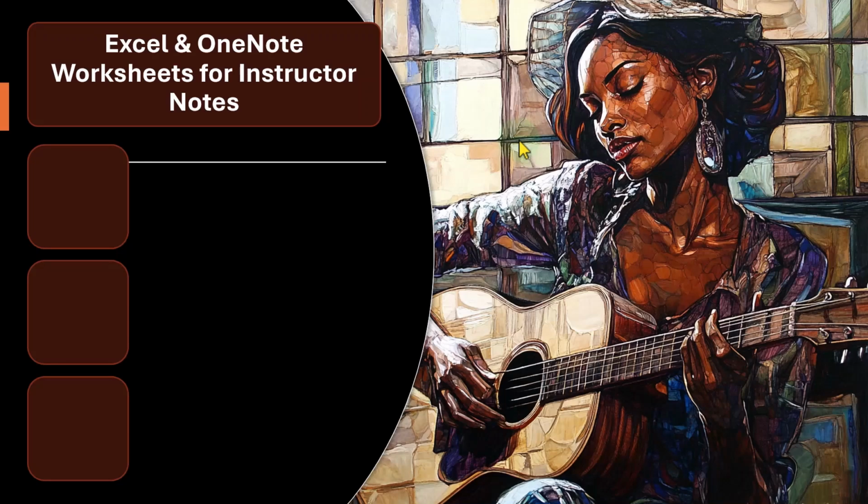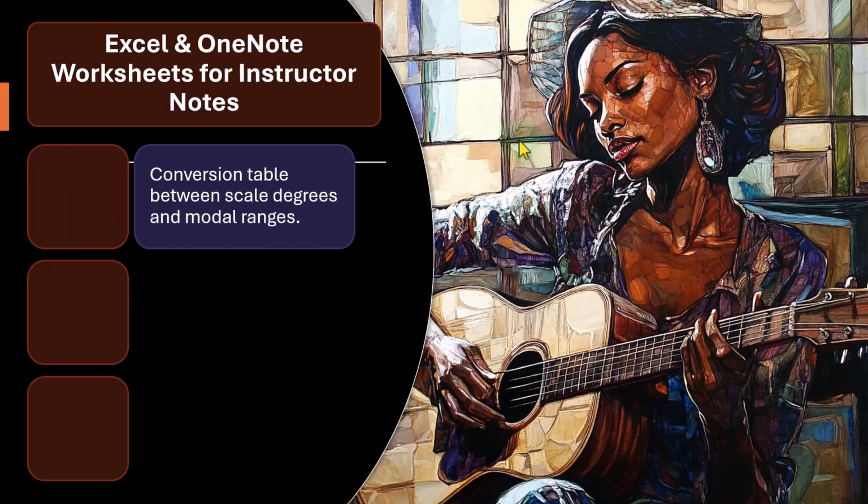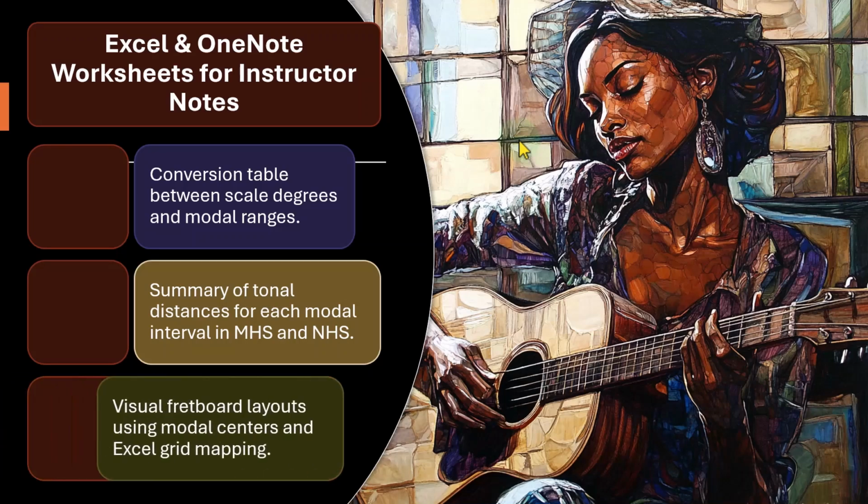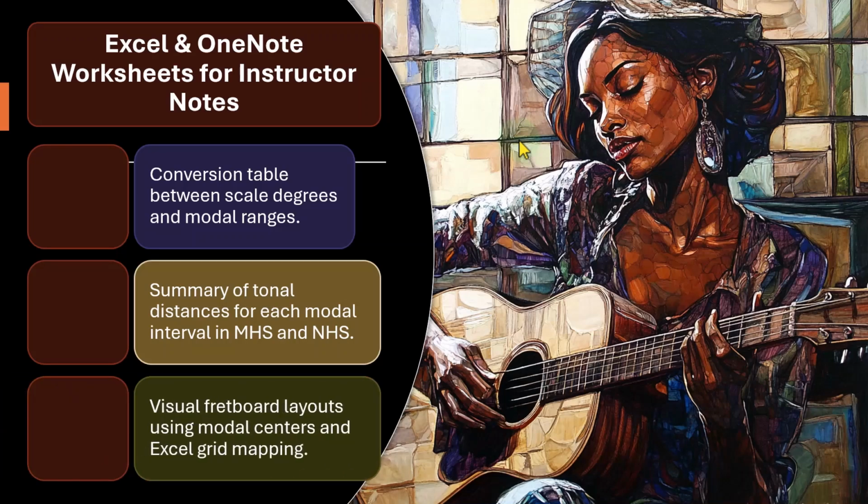So we're going to go over some more of this stuff in our Excel worksheets, though. So we'll talk about conversion tables between scale degrees and modal ranges, a summary of tonal distances for each modal interval, and visual fretboard layouts. So we'll map it out. I'll map it out as systematically as I can, and we'll work it through the Excel.